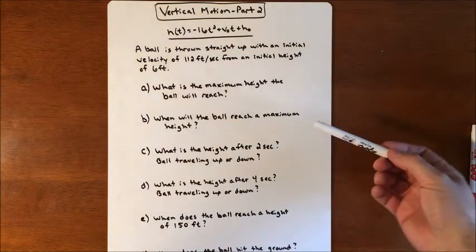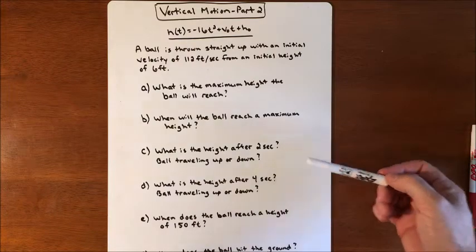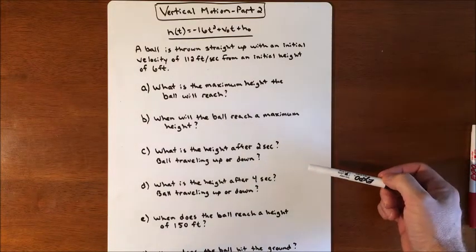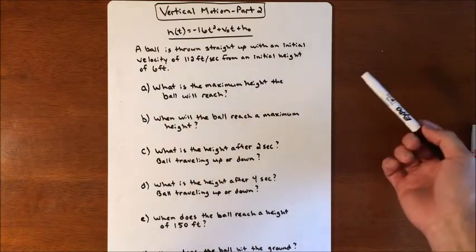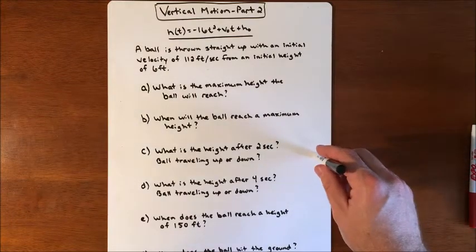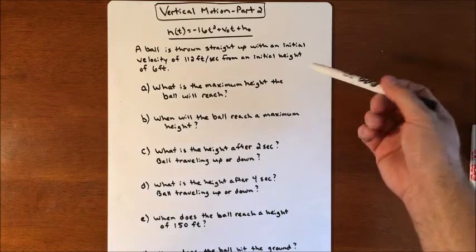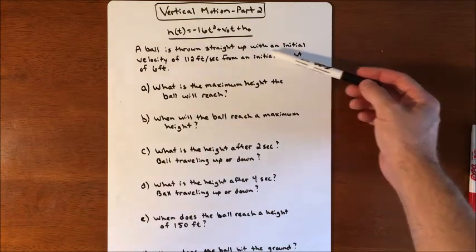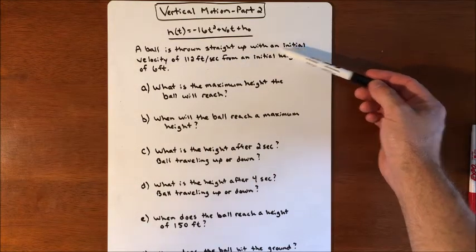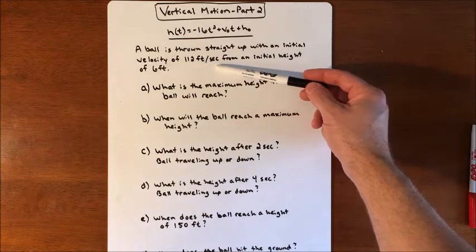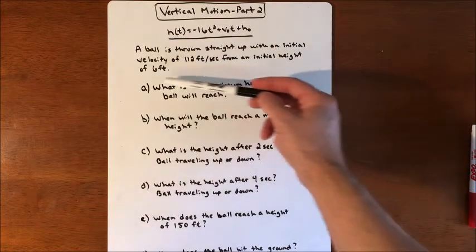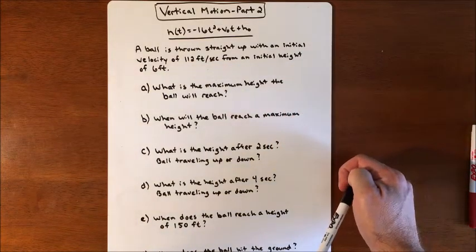So remember that this is a vertical motion, so an object is going straight up in the air and coming straight back down. We're not shooting anything on an angle, it's vertical, so it shoots up, comes back down. So the situation that we have is a ball is thrown straight up into the air with an initial velocity of 112 feet per second and an initial height of 6 feet.